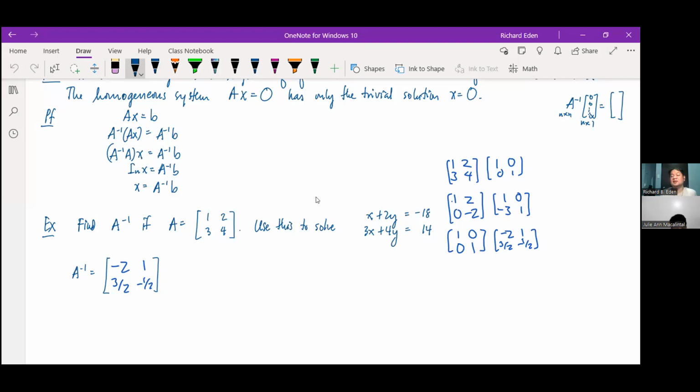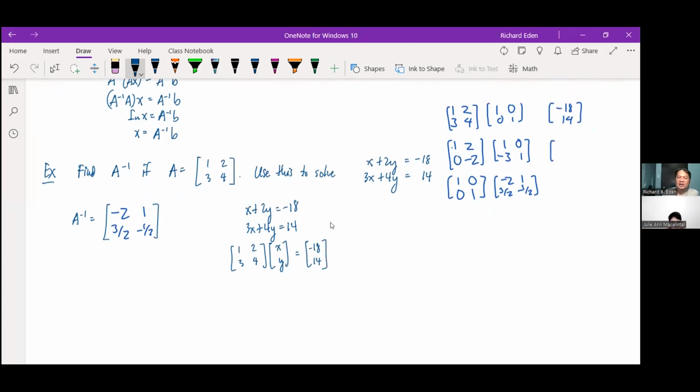Okay? Opo. And it takes some time to be faster at finding the inverse. Parang paulit-ulit lang. Okay. So now, going to the system, x plus 2y equals negative 18 and 3x plus 4y equals 14, we could write this as the matrix 1, 2, 3, 4 multiplied to x, y equals negative 18, 14.